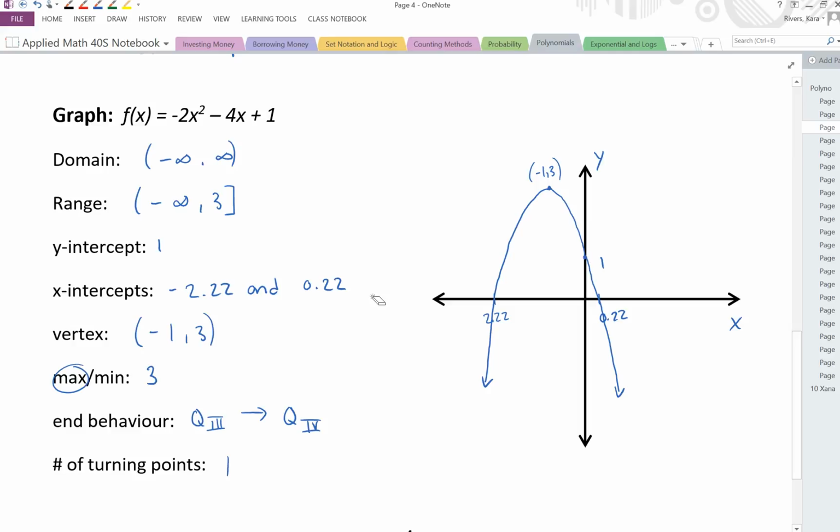You can see our quadrant for our end behavior goes from quadrant 3 to quadrant 4, and again, only 1 turning point for a quadratic function. The last thing I'll mention is the range. Again, our domain goes from -infinity to infinity, but our range has no limit for its lowest value. So it goes from -infinity, but it has a maximum value at 3. That's the highest value that this graph can go to. And that's also seen when we do our maximum down here. That relates to the top value in our range.